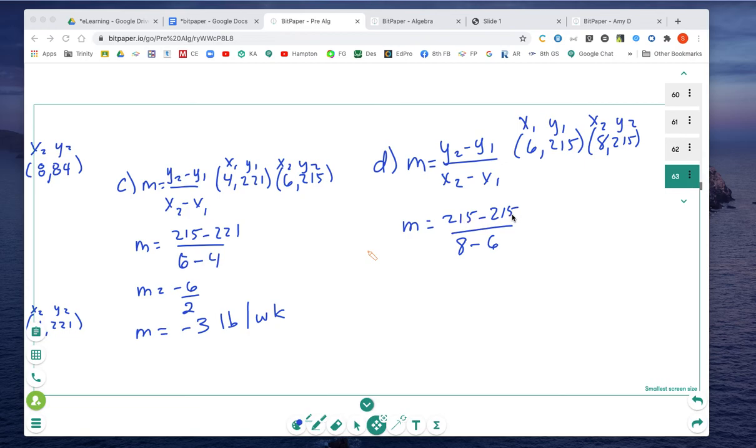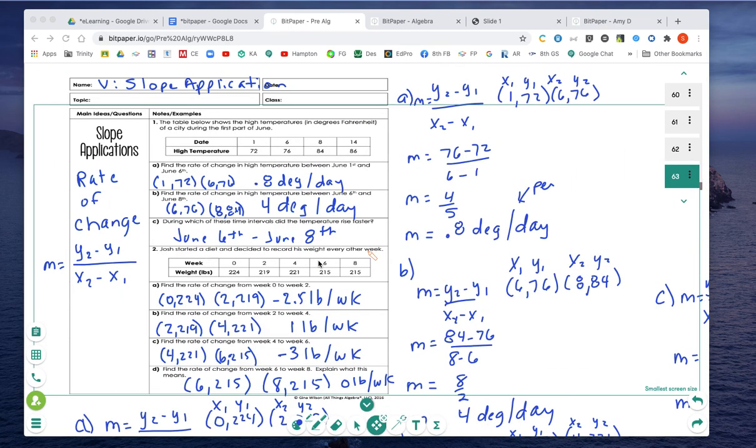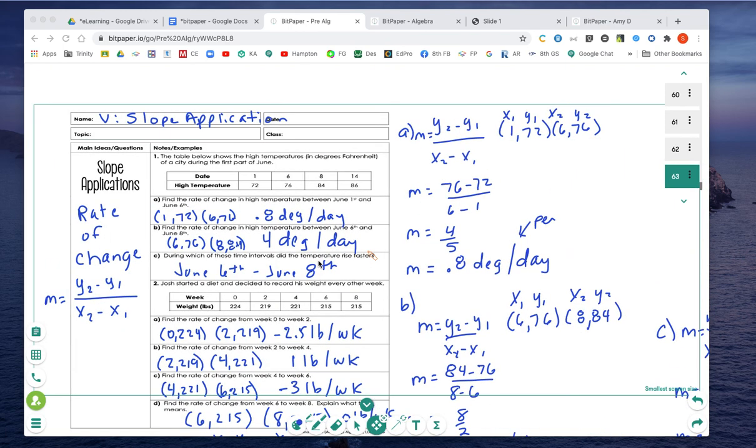So think about that. How much weight did you lose if your weight is exactly the same? Because it's going to be 0 over 2. And we've talked about 0 over any number is 0. So it's 0 pounds per week. So obviously, week 4 to week 6, there was the most weight loss, and week 6 to week 8 was the least weight loss. All right, so this is how you use the slope formula to find rate of change.